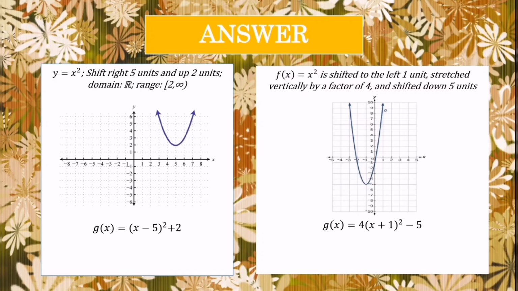The answer for question 2, we can see that f(x) equals x squared is shifted to the left 1 unit, stretched vertically by a factor of 4, and shifted down 5 units. So here is the graph of g(x) equals 4(x plus 1) squared minus 5.